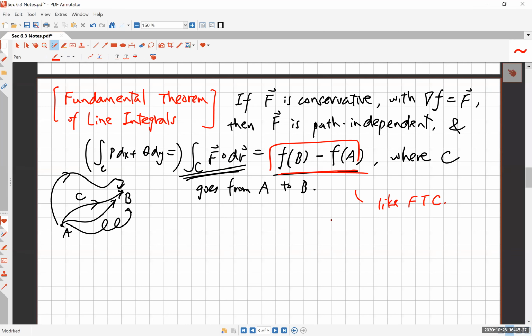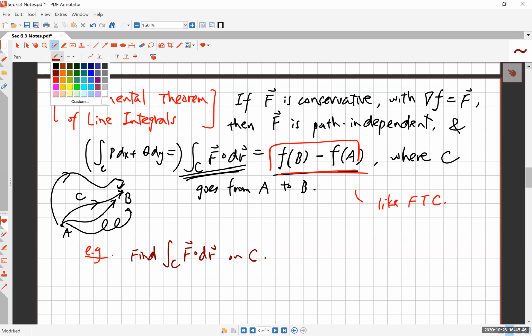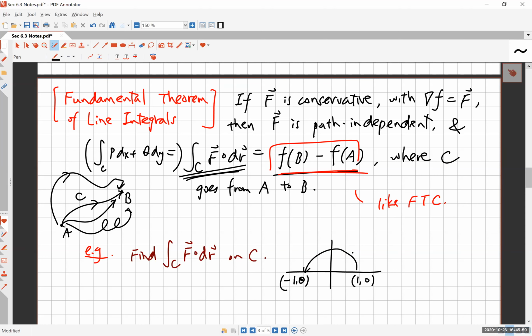All right, so let me go ahead and give you a problem, and then I'll let you think about this. First example: find this work integral, the integral of F dr on C. Let's say C is a curve along this semicircle here. It goes from (1, 0) to (-1, 0), and F is (1, 1).